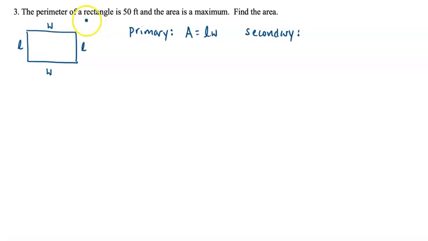Well, we know the perimeter is just the sum of all of the sides. So I can say that the length plus the length, which is 2 times the length, plus the width, which is 2 times the width, is equal to 50 feet. So I've got my primary and my secondary equation. Now we are solving the secondary equation for one of the variables, and it does not matter which. Let's just solve for length.